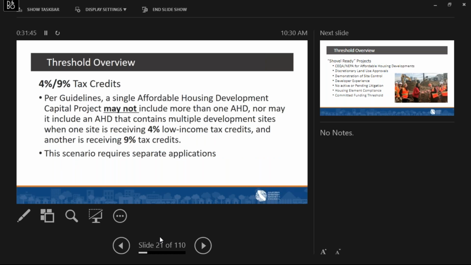So this is a pretty popular topic this year. It's 4%, 9% tax credits. Per our guidelines, a single affordable housing development may not include more than one affordable housing development, nor may it include an affordable housing development that contains multiple development sites when one site is receiving 4% low-income tax credits and another is receiving 9% tax credits. So if you're going to pursue this scenario, you would be required to submit separate applications. And each of those applications would have to have distinct transportation scopes.